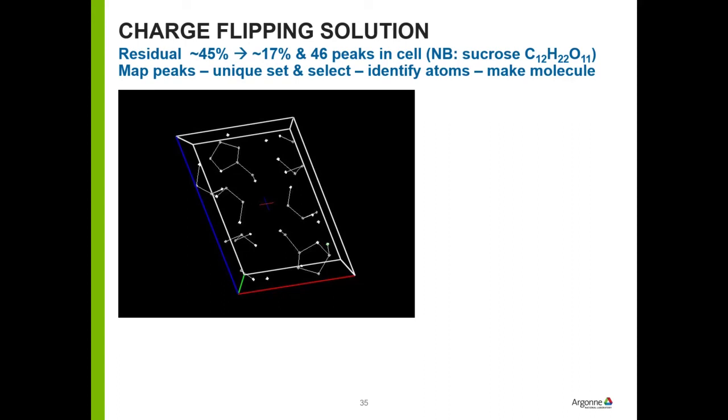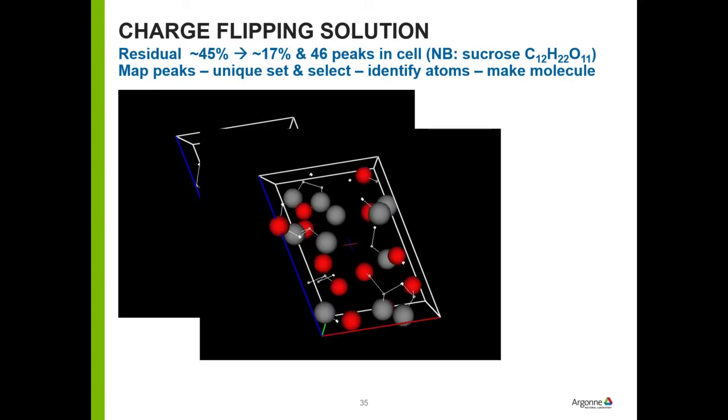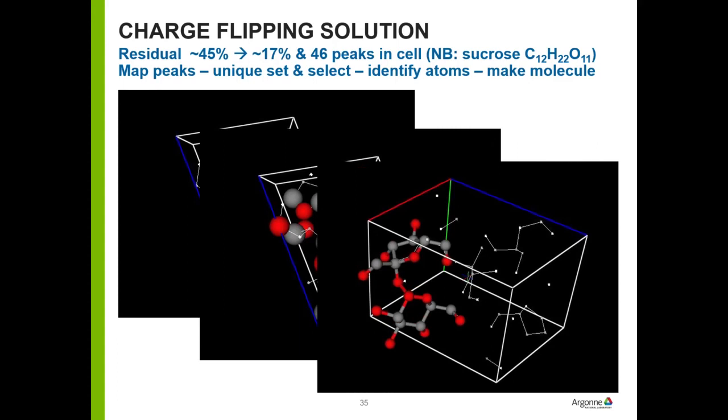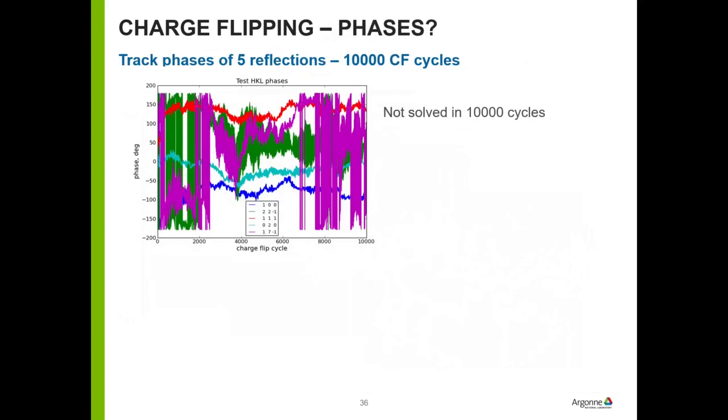I'm almost done. You then identify the atoms, carbons and oxygens, build up a model, and then do your refinement. But here's the interesting thing, is to look at the phases. What goes on with the phases?